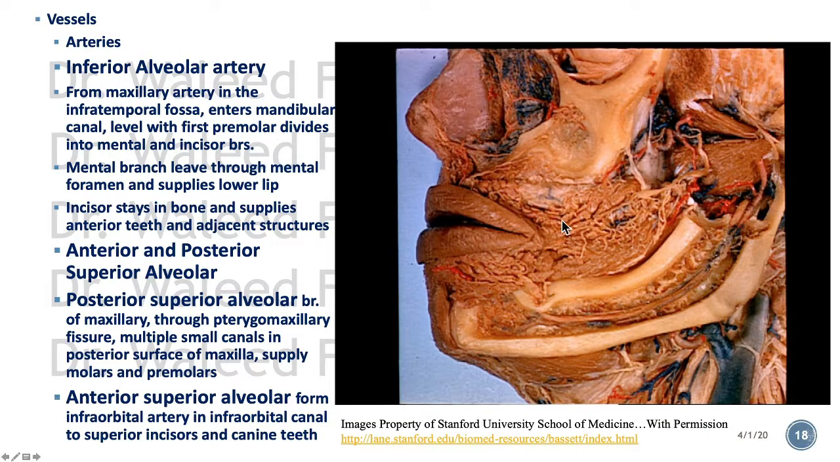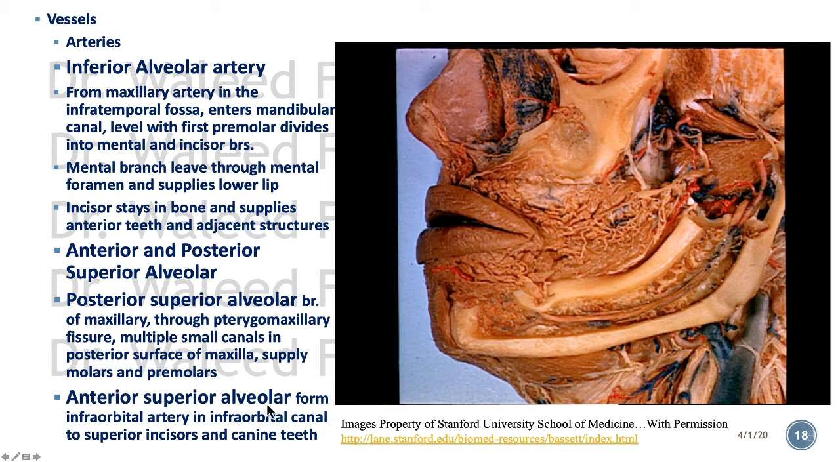The superior alveolar, actually it's superior alveolars, anterior and posterior superior alveolar arteries. They all originate from the maxillary artery. The posterior superior alveolar originates from the maxillary in the pterygopalatine fossa and exits the fossa through the pterygomaxillary fissure. And at the back of the maxilla, it gives many branches that perforate the maxilla, and you can see them actually in the maxilla. The posterior superior alveolar will supply the molars and the premolars.